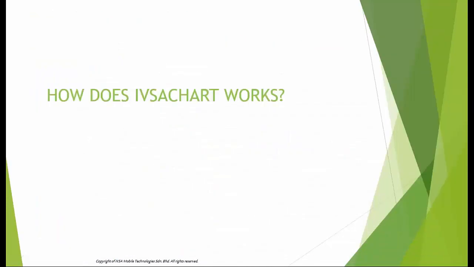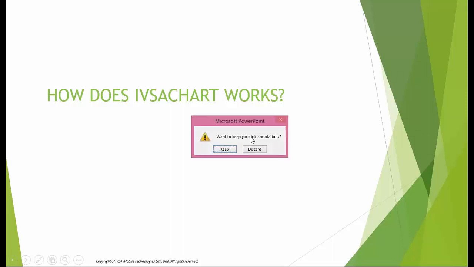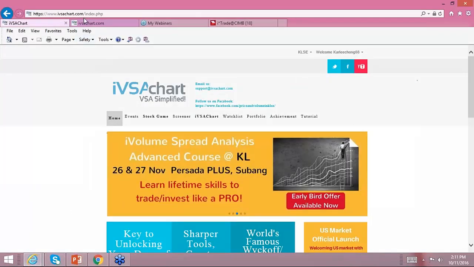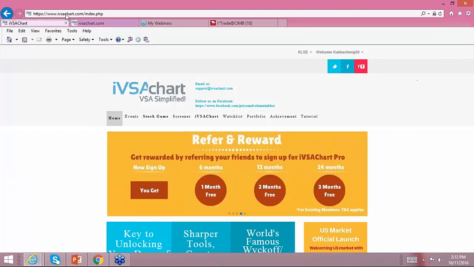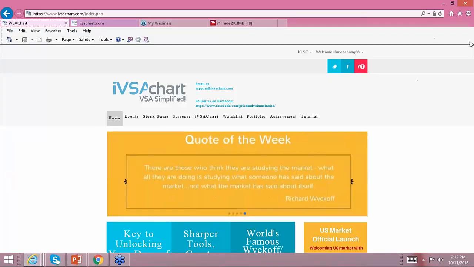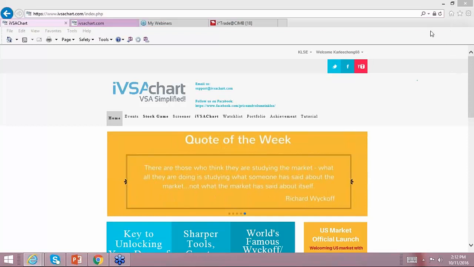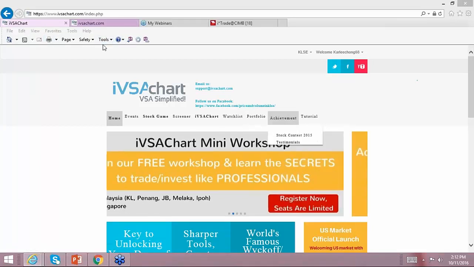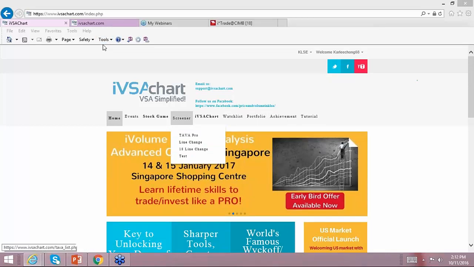Now, how does iVSAchart work? Some of you have been here a few times, and if you are new, I want to show you how iVSA works. iVSA works on a browser. You don't need to download any application. You just simply need to go to the website from your phone or from your laptop, and just type www.ivsachart.com. And from here, you can see that it brings you to this simple and yet easy screener.